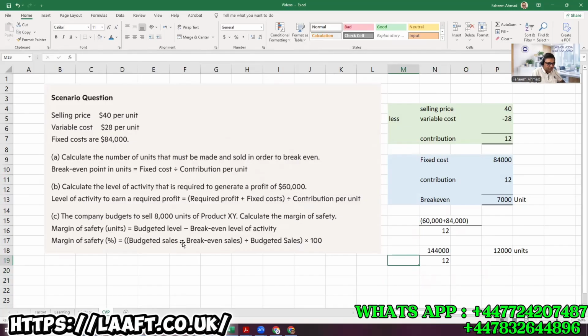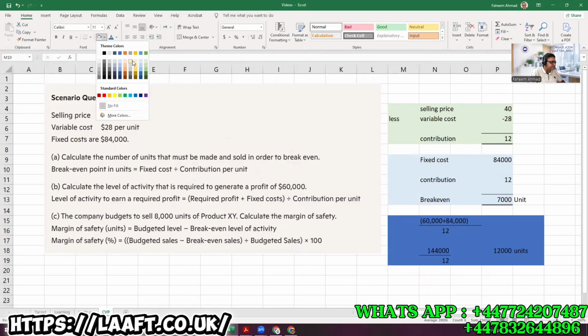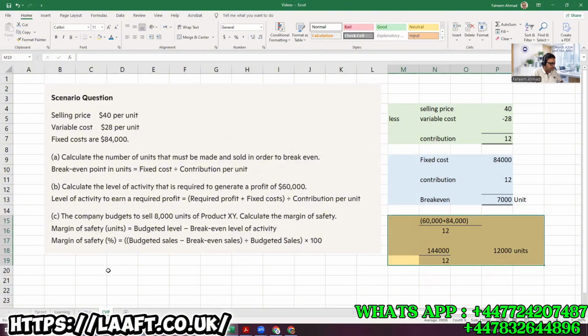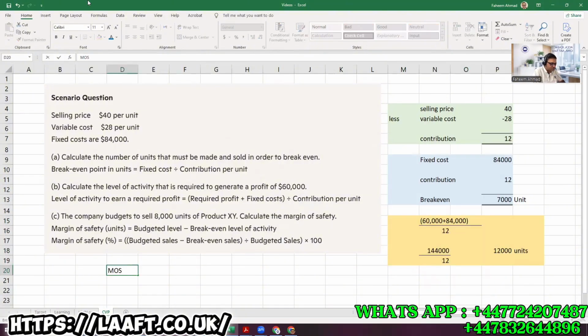So let's calculate margin of safety. MOS, margin of safety. Okay, 8,000 units budget, minus break even is 7,000 units. So margin of safety units will be 1,000. 1,000 units are margin of safety.